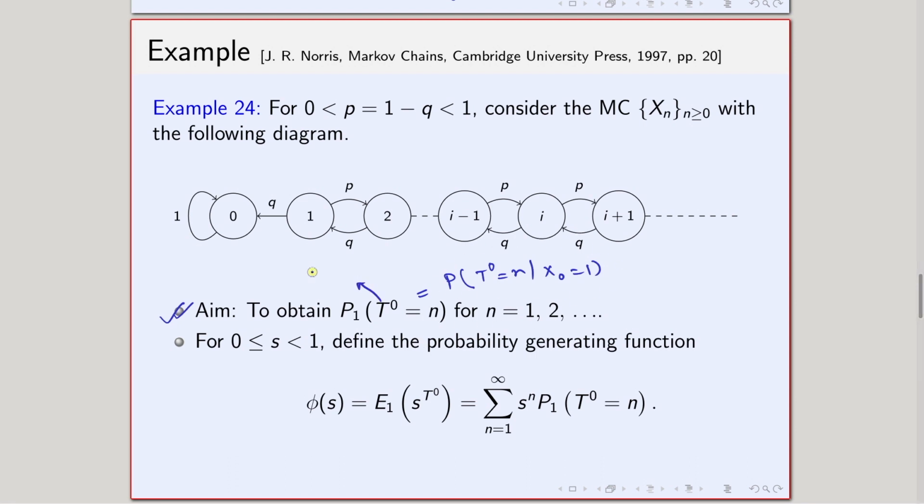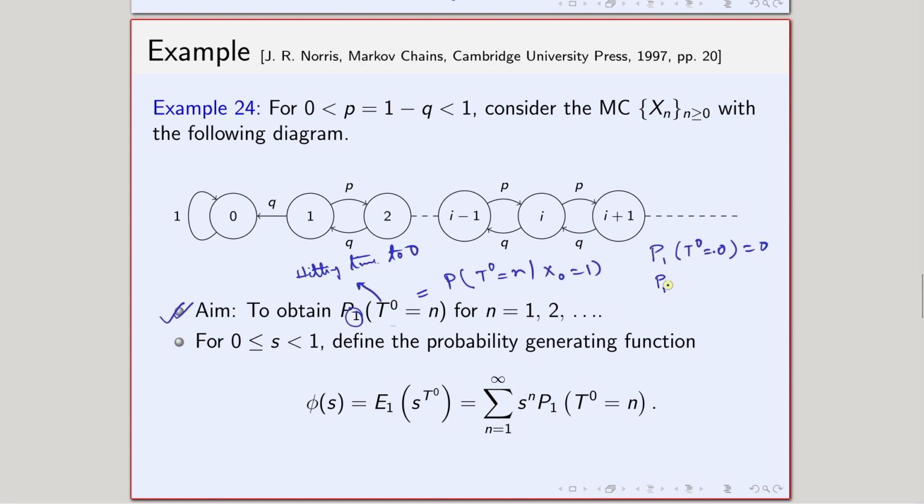Recall that this is nothing but the hitting time to 0. Starting from 1, what is the probability that for the first time I enter the state 0 in the nth step? That probability we try to find out for all values of n. So clearly P_1(T_0 = 0) has to be 0, because starting from 1, in 0 steps I cannot be in 0.